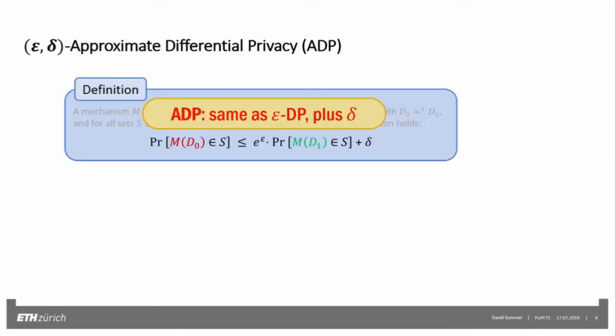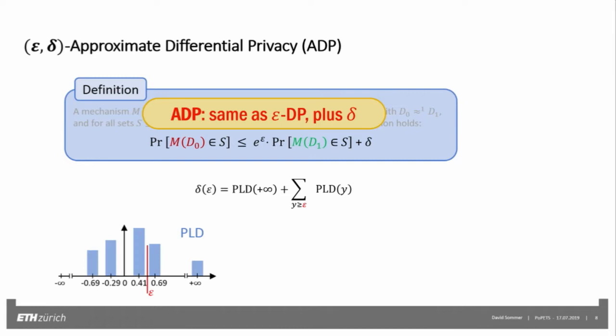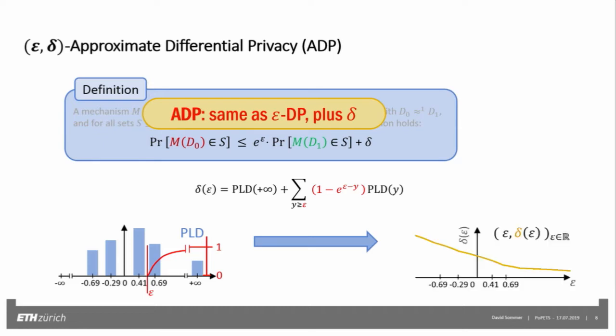This is then solved by epsilon-delta approximate differential privacy, which is the same as epsilon differential privacy plus a delta. It's just definitions thrown around. What we actually do instead, as before, is sum up all the individual bars of the diagram which are bigger than epsilon. We weight them in a smart way, with a function between 1 and 0. And when we evaluate this delta, which is the tightest delta that fulfills the equation you see here, if we make a graph, we get something like this. We call this the ADP graph.